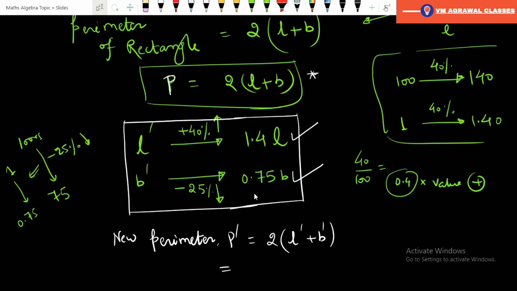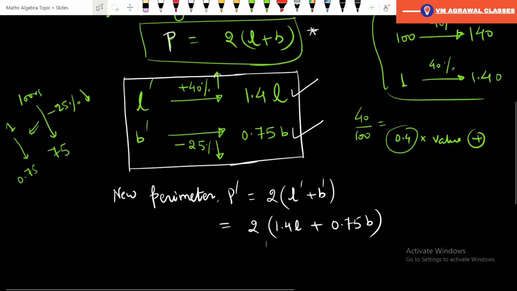Now, that is 2 into (L dash, which is 1.4 L, plus B dash, which is 0.75 B). This is the question. So P is proportional to L plus B, and 2 is constant here. No problem, so we can take it outside.